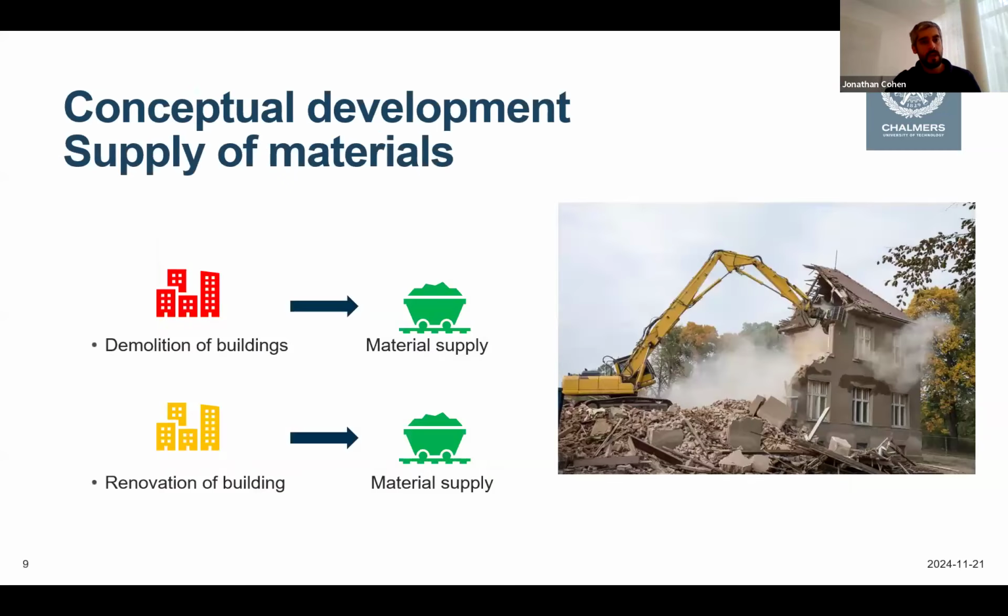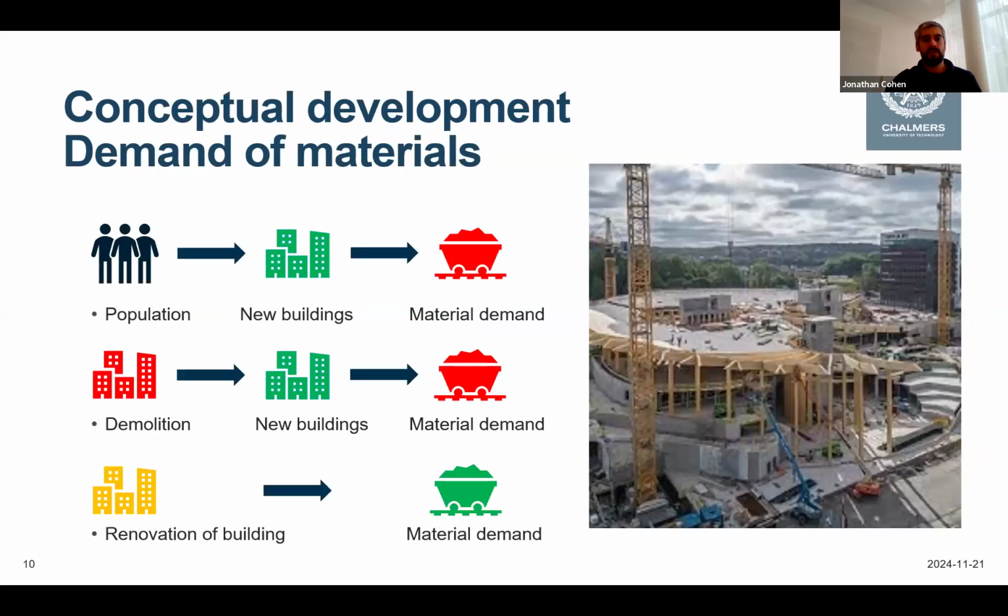In this case, it is the city area with subdivisions to understand where there could be future constructions. Conceptually, the model has a supply of material component, which is built based on the demolitions of the buildings and renovations that also generate the material supply. On the other hand, there is a material demand that is triggered by the population increase, which requires more buildings. Then demolitions also need to be accounted for because there is building stock that needs to be replenished. And finally, renovations of buildings also require new materials.